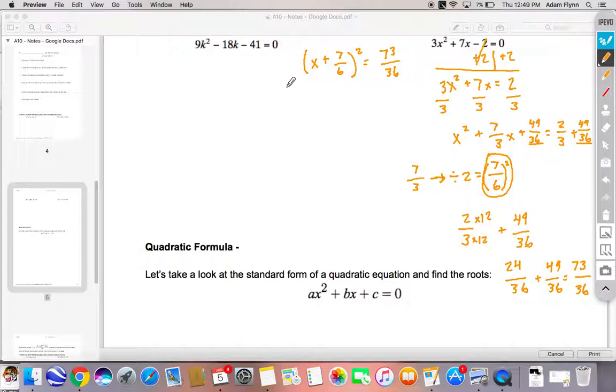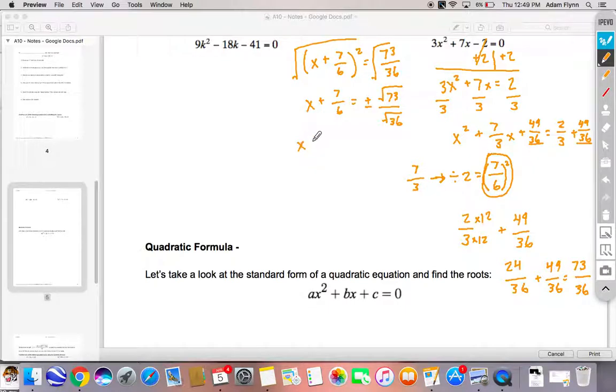And now I just take the square root to solve for x. So square root of this side, square root of that side. So I get x plus 7 over 6 equals plus or minus the square root of 73 over the square root of 36. So let's see what I can simplify.